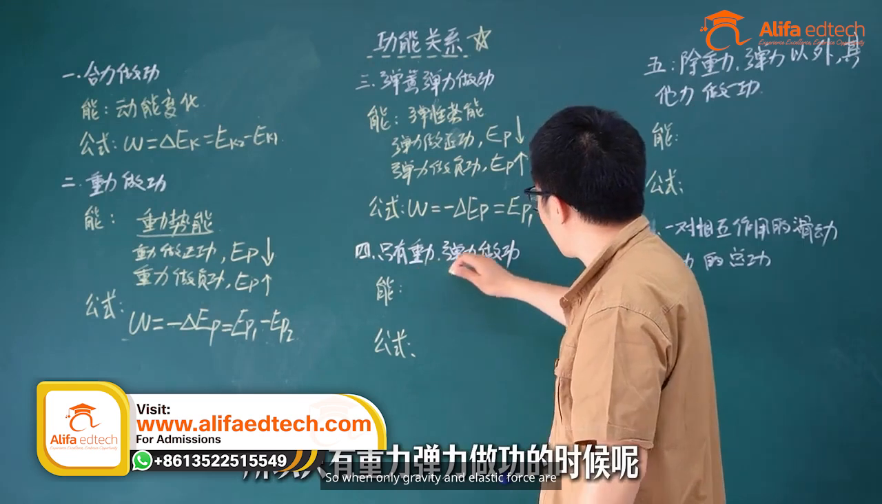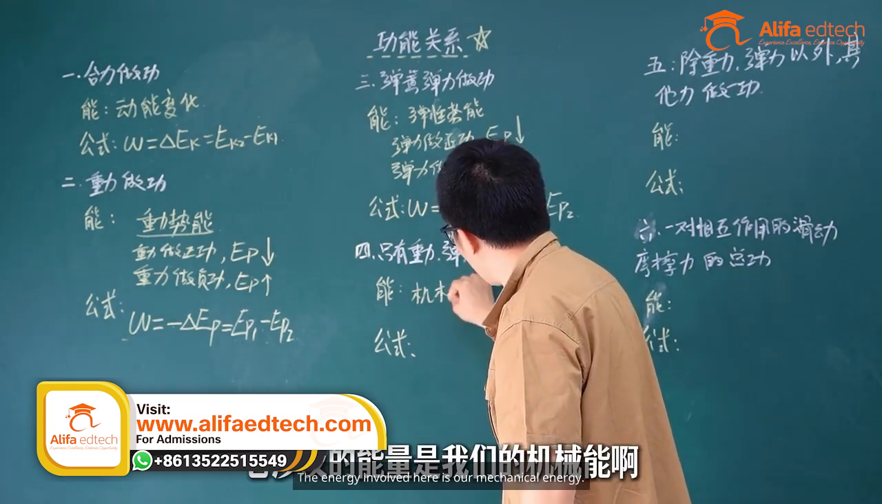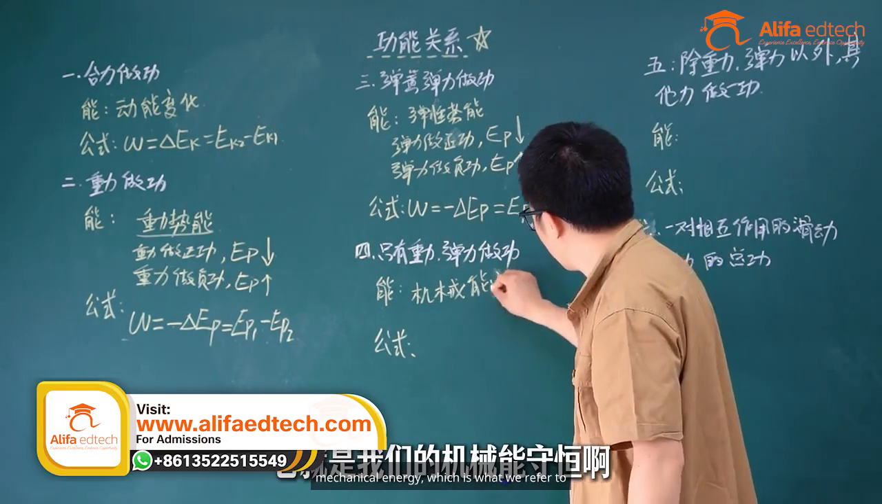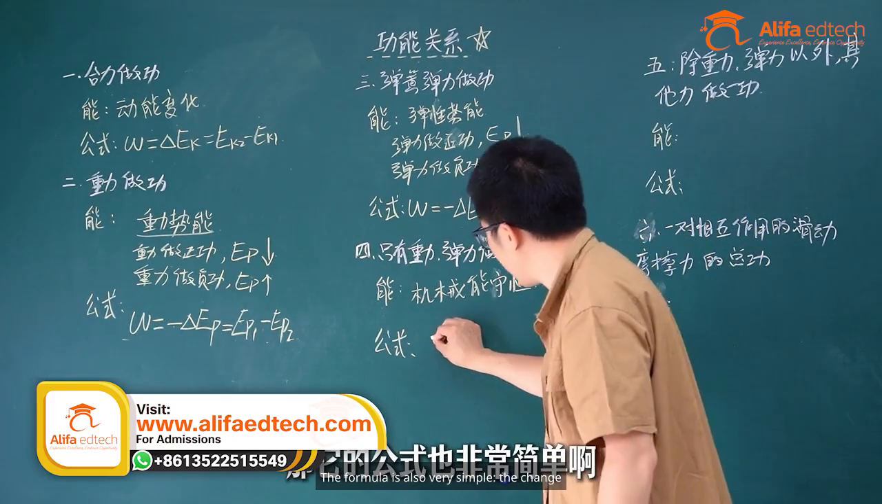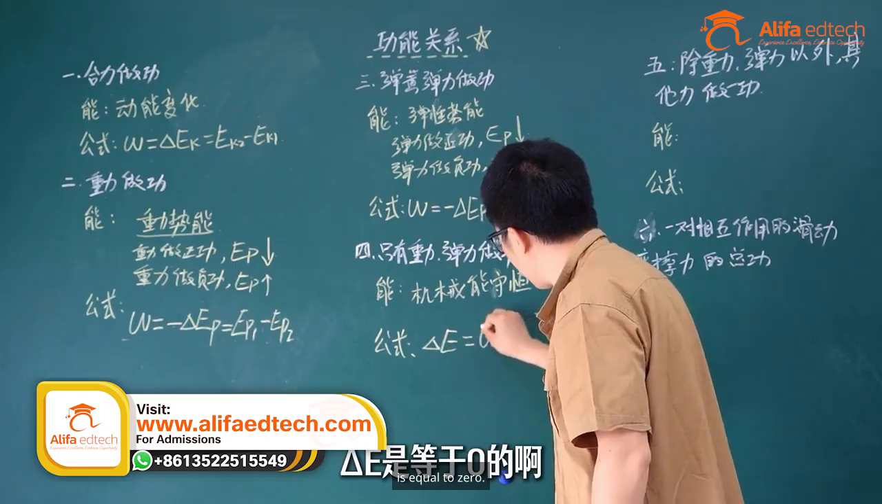So when only gravity and elastic force are doing work, the energy involved here is our mechanical energy. At this point, it is the conservation of mechanical energy. The formula is also very simple. The change in the object's mechanical energy, delta E, is equal to 0.